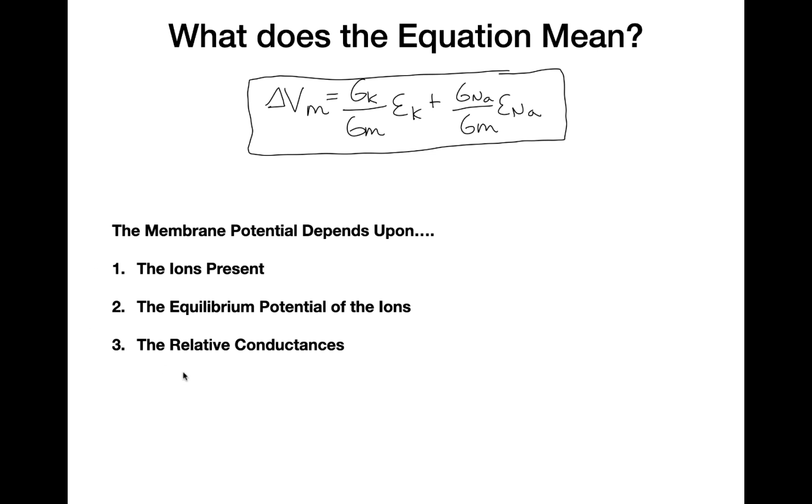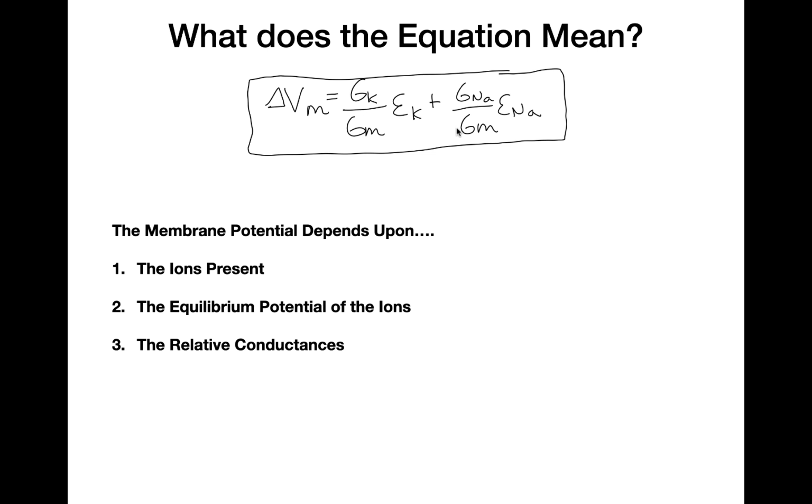And the last factor that the membrane potential depends upon is the relative conductances of each ion. So what is the relative conductance? It's basically telling you how permeable that ion is to the cell membrane. So in other words, the more ion channels you have open, the higher the relative conductance and the greater the contribution that particular ion plays to the membrane potential. So you can think of this equation as a weighted average. The more conductive the cell membrane is to a particular ion, the greater the contribution it makes.